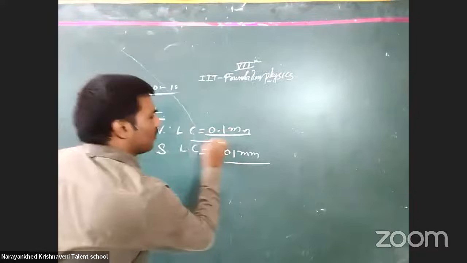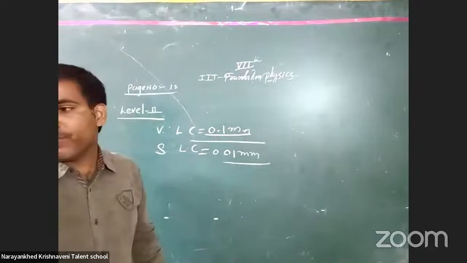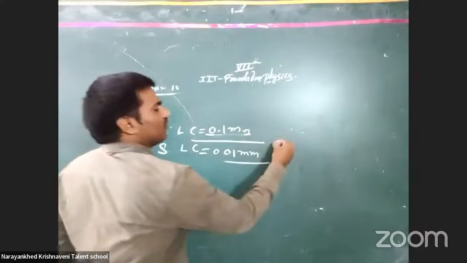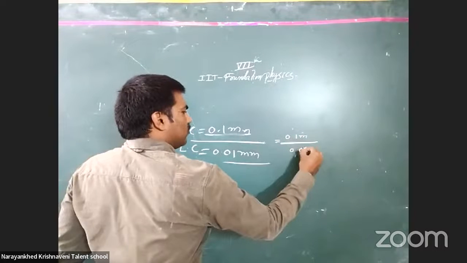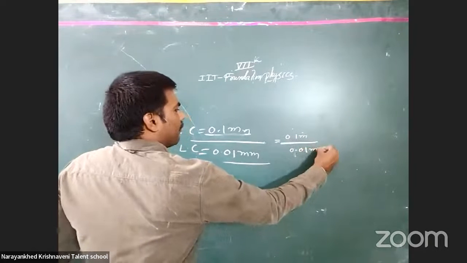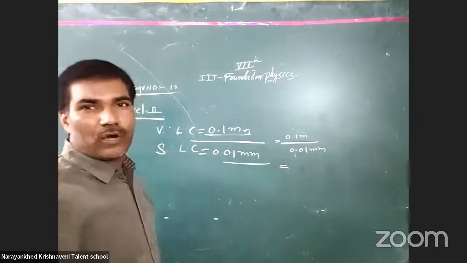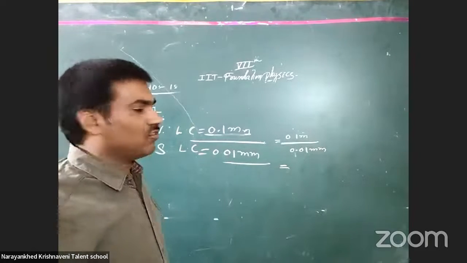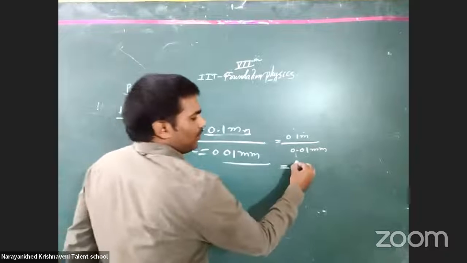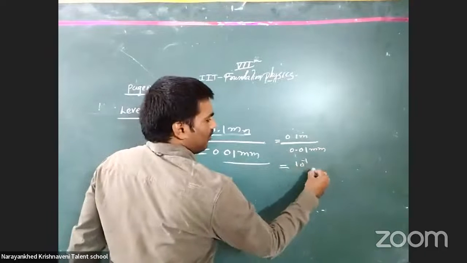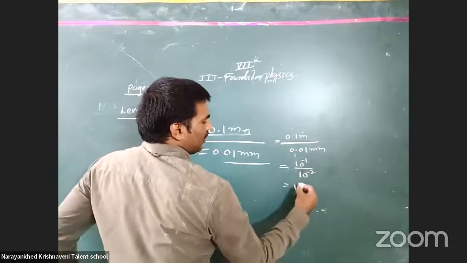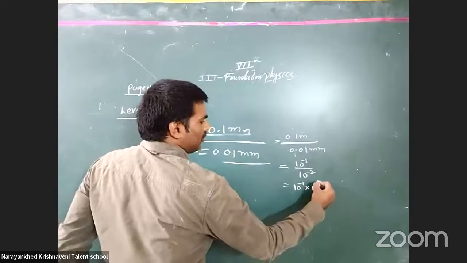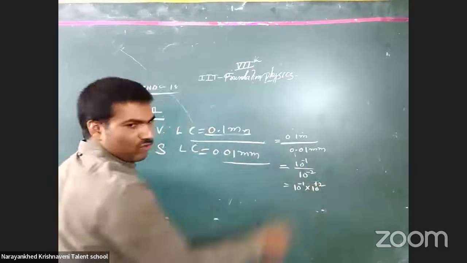The ratio required between these. Okay, now what is the value of this? 0.1 mm by 0.01 mm. Clear or not? 0.1 mm by 0.01 mm. Now it will become what? 10 to the power of minus 1 by 10 to the power of minus 2. When it goes up here, 10 to the power of minus 1 into 10 to the power of plus 2. It goes like this.